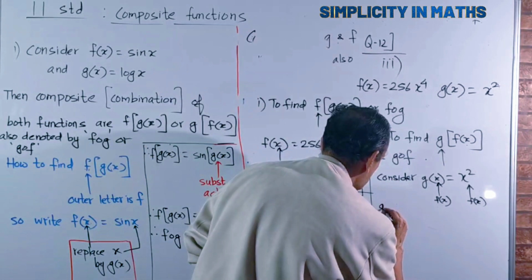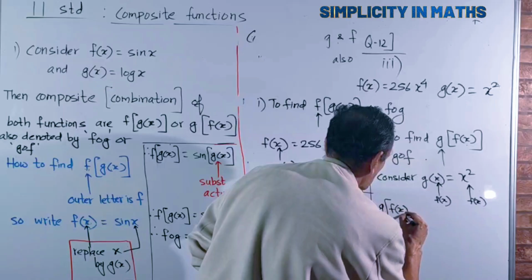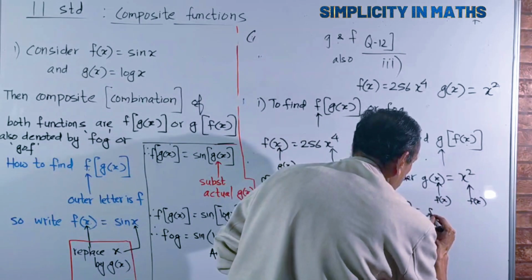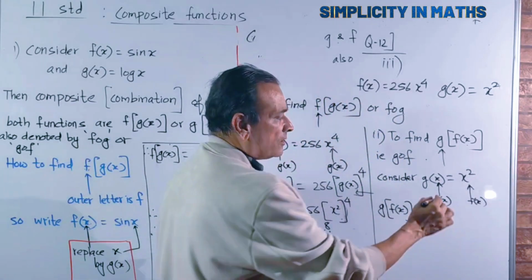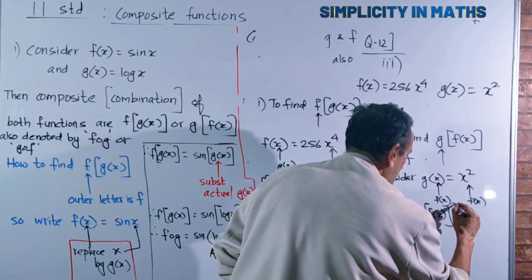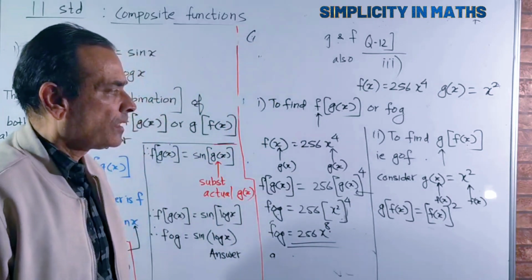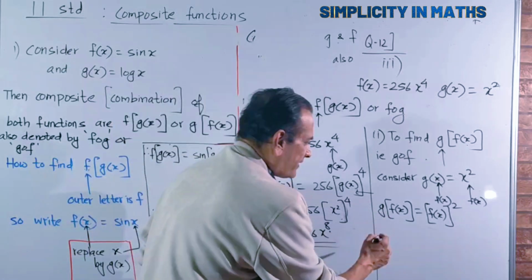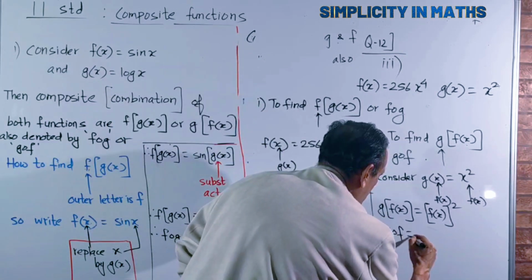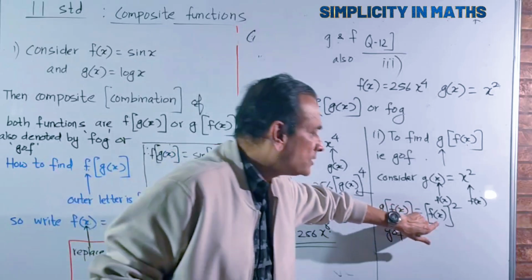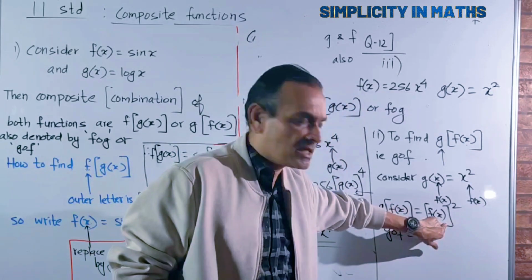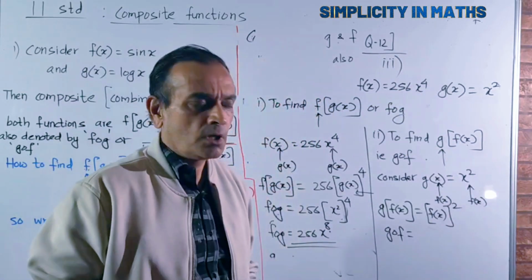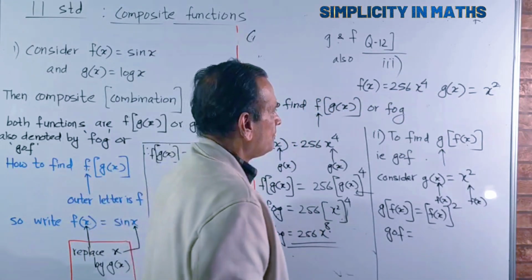So g of fx. Right hand side, x की जगह fx, लेकिन ऊपर to the power of 2 है. Don't forget that. Then what do we do? G of fx तो मिल गया, so either you can write g of fx or you can write g of f. But now comes the important part. On the right hand side, substitute the value of fx, given value of fx. What is the given value of fx? 256 x raised to 4. Just put that value over there.